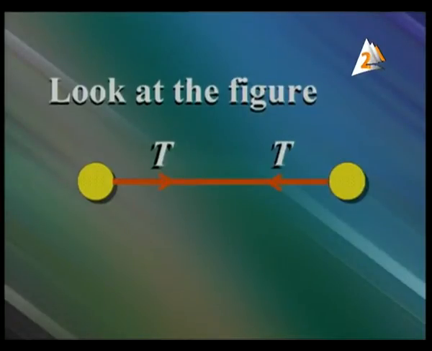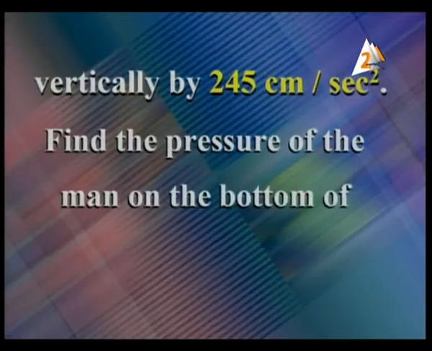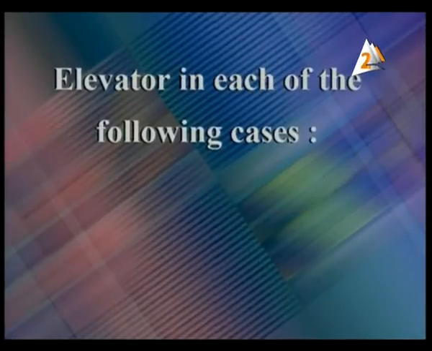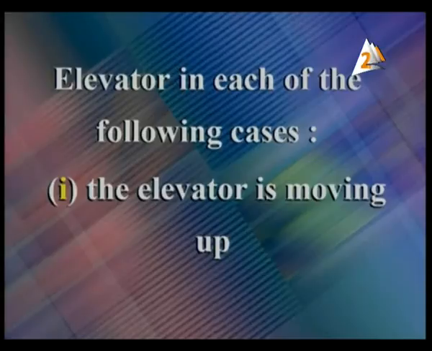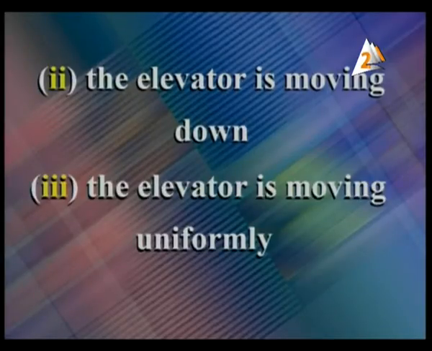Now let's go to another example. A man of mass 70 kilogram stands on the floor of an elevator that accelerates vertically by 245 centimeters per second squared. Find the pressure of the man on the bottom of the elevator in each of the following cases. Number 1, the elevator is moving up. Number 2, the elevator is moving down. Number 3, the elevator is moving uniformly.